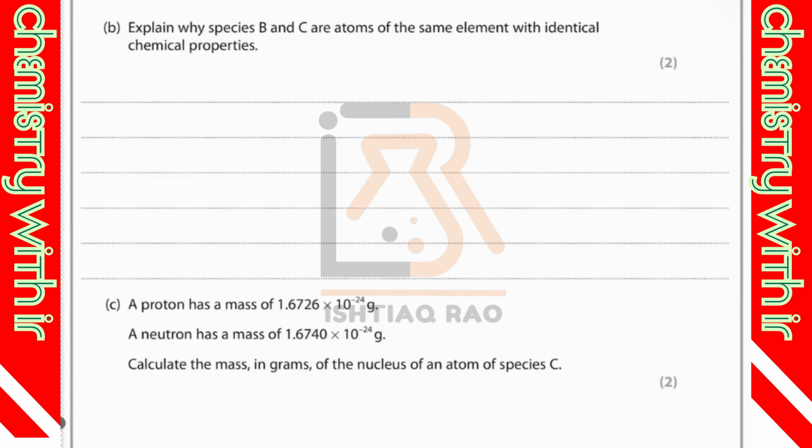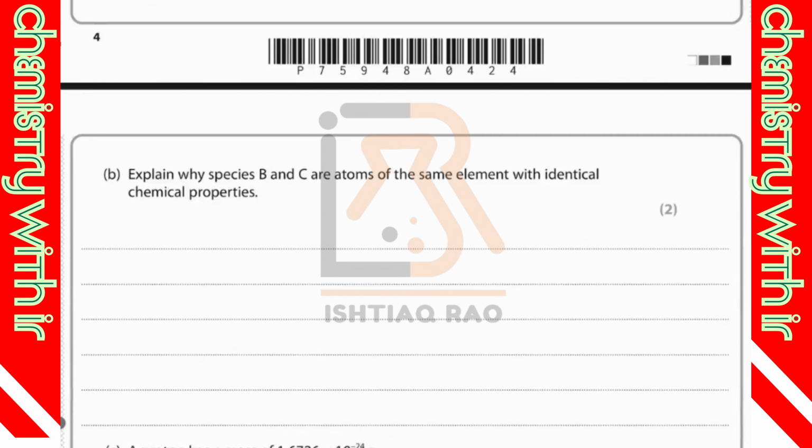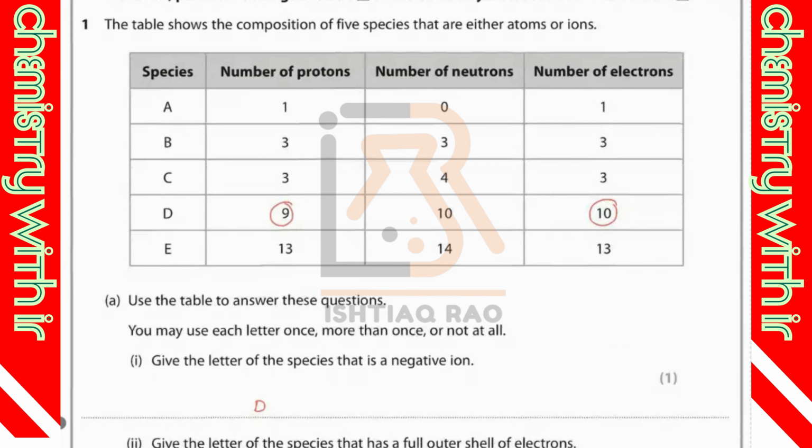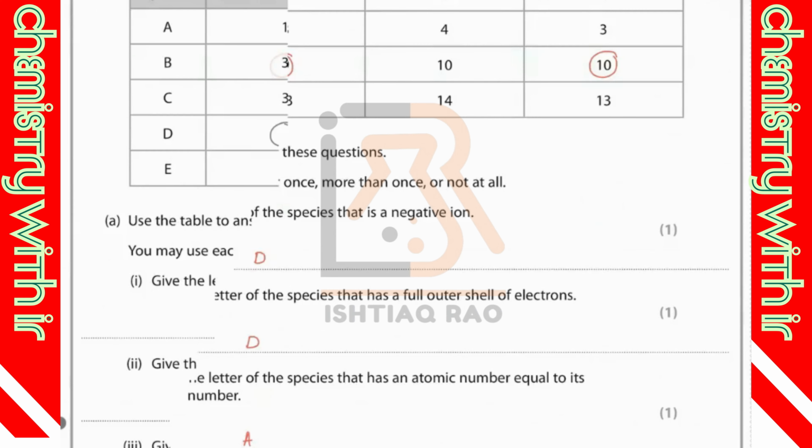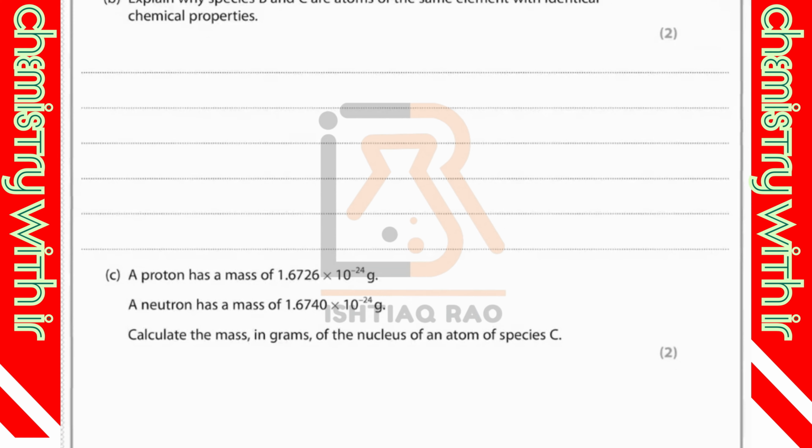Explain why species B and C are atoms of the same element with identical chemical properties. If you look at B and C, they have the same protons and the same electrons, but different neutrons. So of course, they are isotopes. Isotopes have different numbers of neutrons. However, they have the same number of protons.